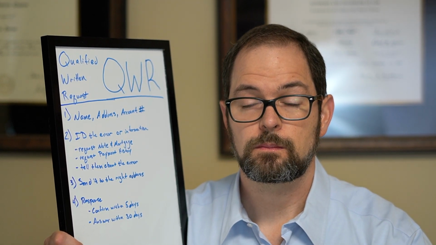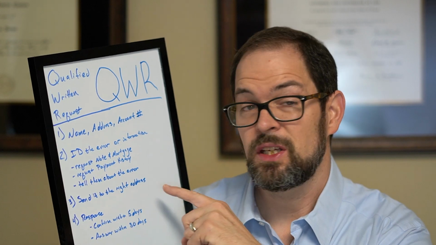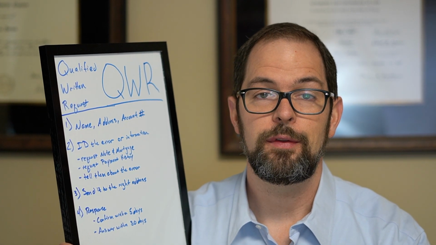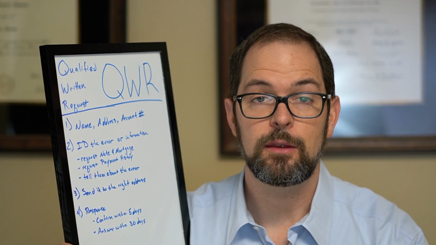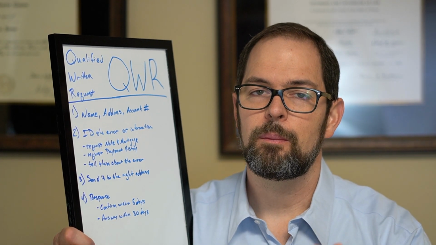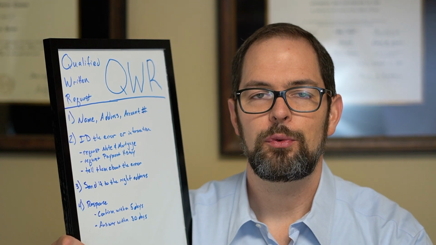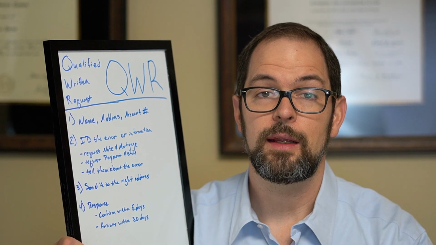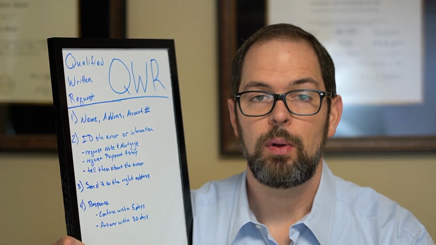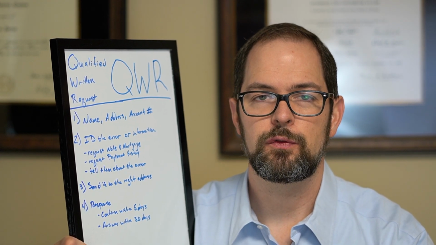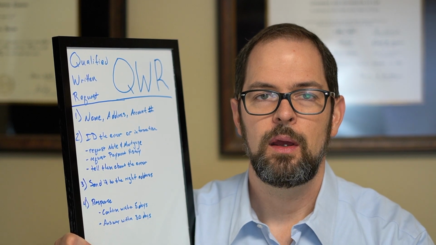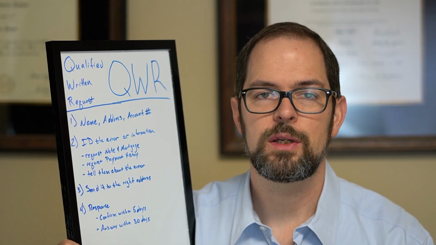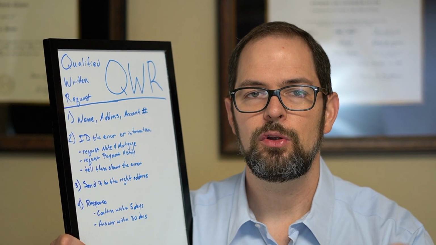Now, the next thing is to send it to the right address. This is probably the most important thing. You have to make sure they get the letter. Now, mortgage servicers don't really want to get these letters. That's no secret. They don't like these. So they will have a special address for qualified written requests. And they may not even call it the QWR, or qualified written request address. You'll have to look carefully.